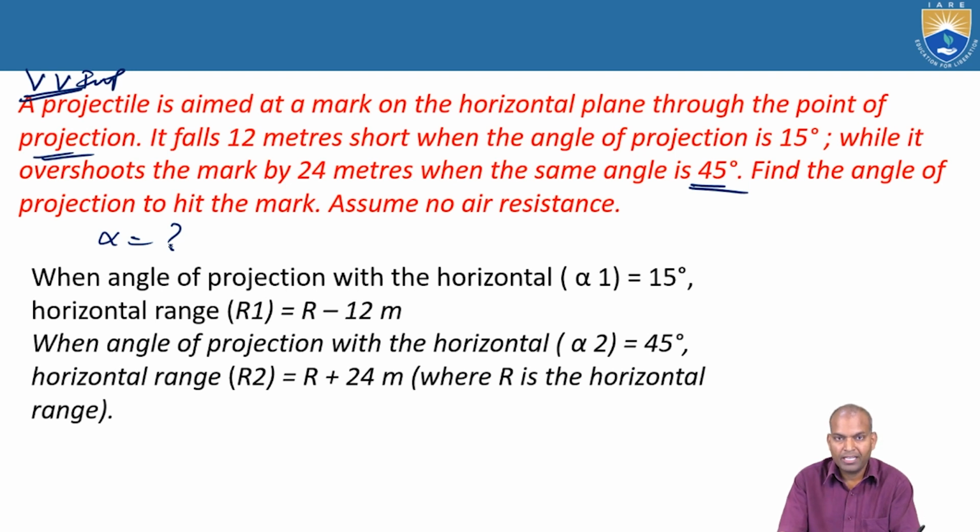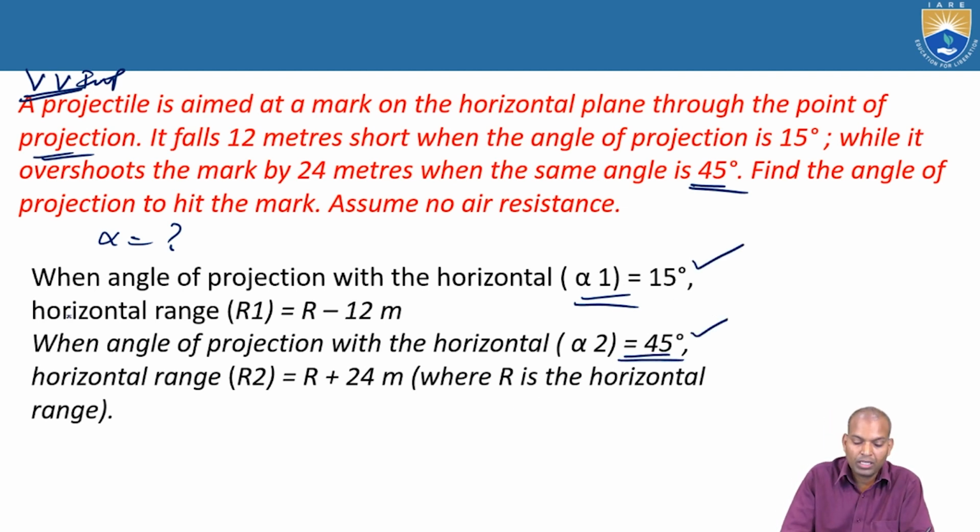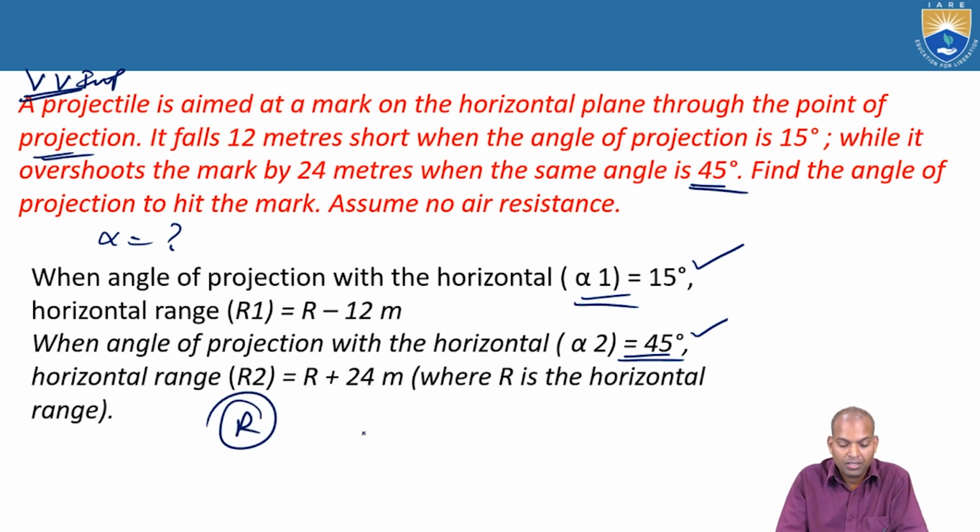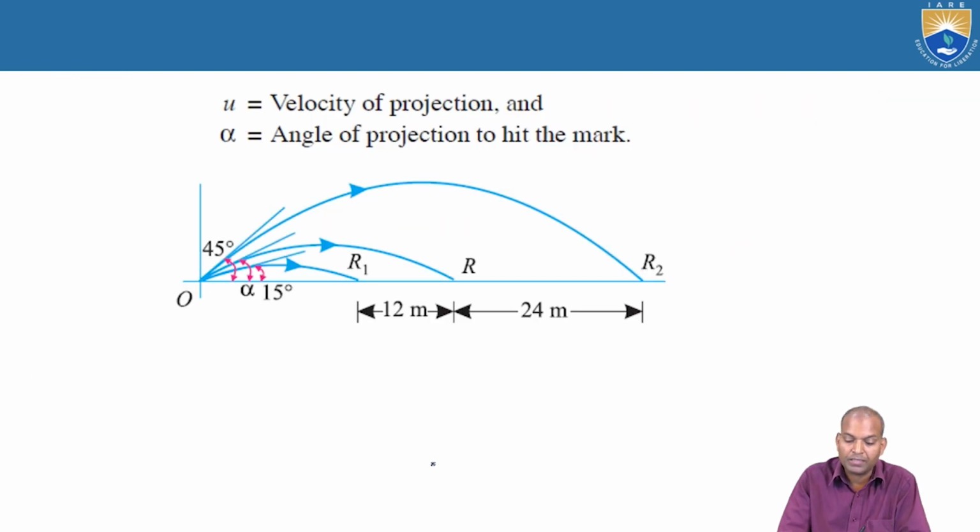In the first case, the range is short by 12, and the second one overshoots by 24 meters. That means R minus 12, and another one is R plus 24. For R minus 12, the angle of inclination is 15 degrees. For R plus 24, the angle of inclination is 45 degrees. Then to hit that point, what is the angle of inclination?